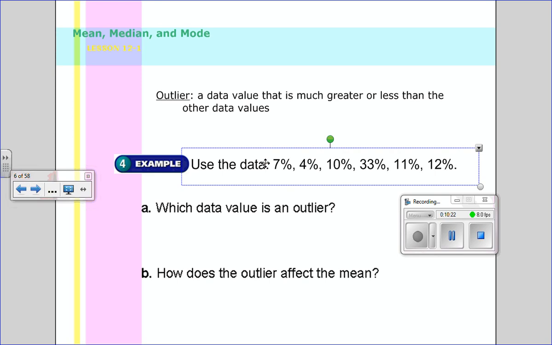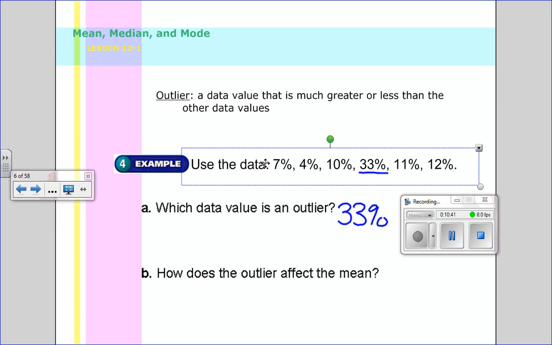So taking a look at this, use this data: 7%, 4%, 10%, 33%, 11%, or 12%. A says, which data value is an outlier? Well, here, it's a number that is much greater than the others. Here, I'd say it's 33%, because that is farther away from the rest of the data.